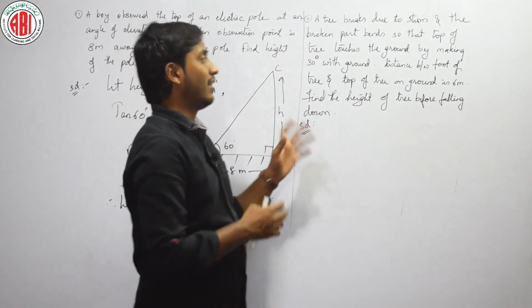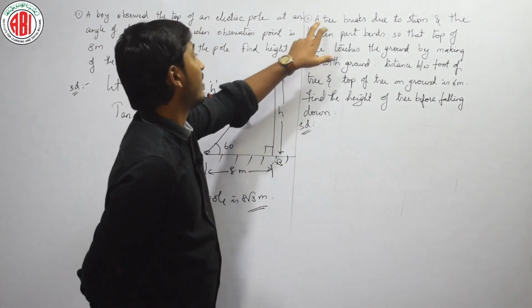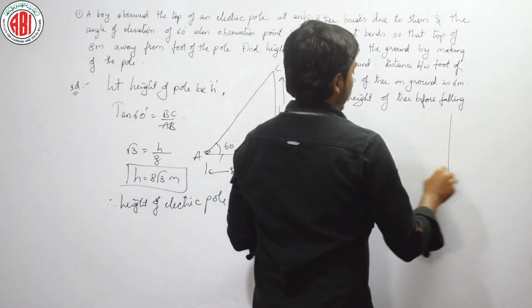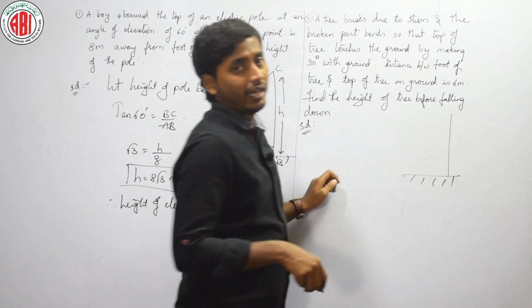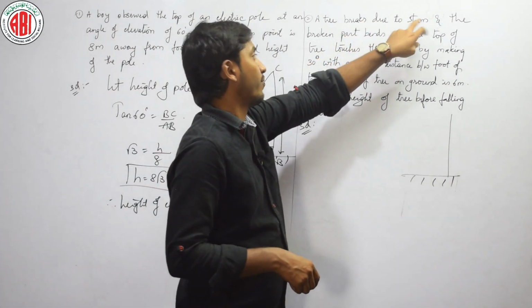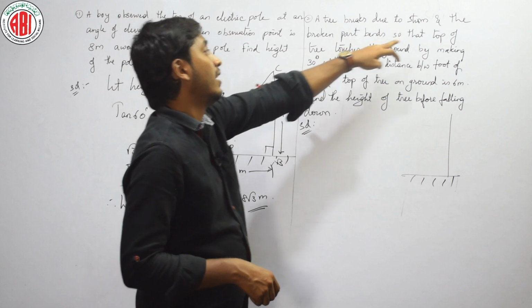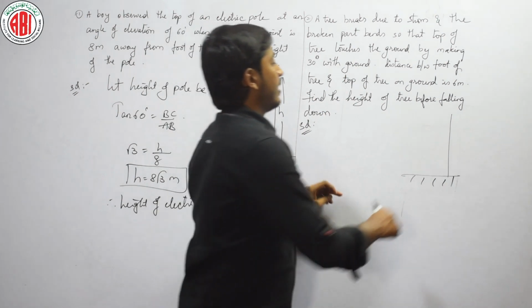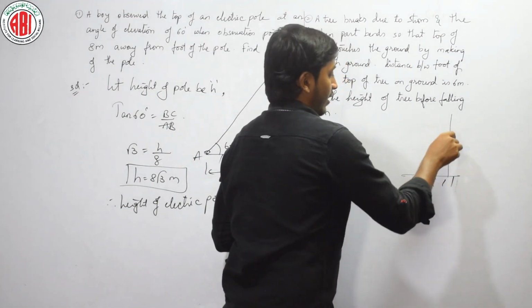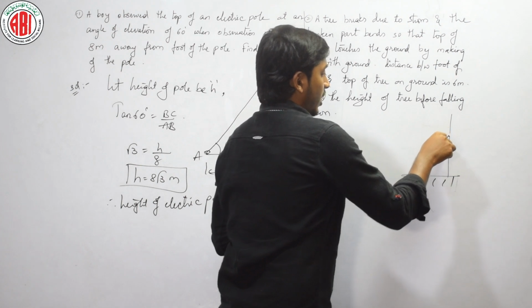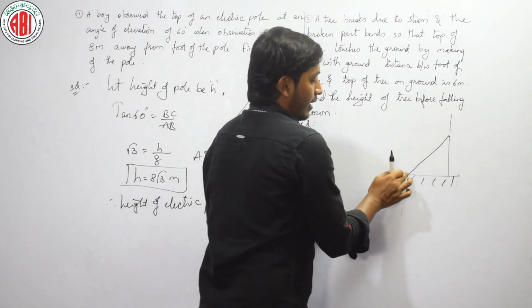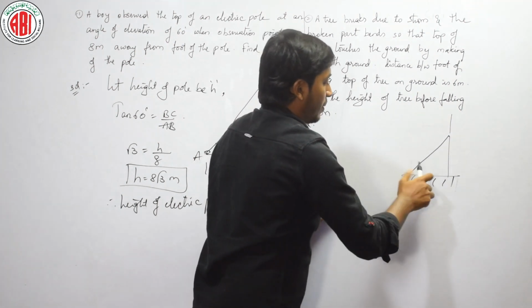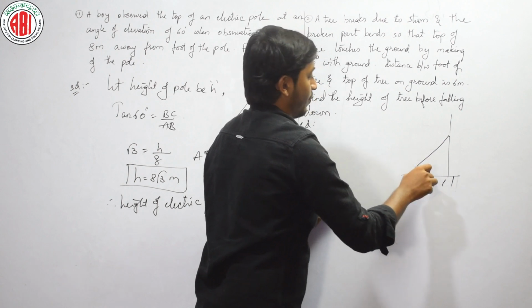Fine. Now see here, there is one more bigger question. Observe here, a tree breaks, there is some tree. Okay, let us draw. There is some tree, right. It got broken due to a storm, and the broken part bent so that the top of the tree touches the ground by making 30 degrees with the ground, right. See here, he is telling that it will break somewhere here, right. It broke and it fell down such that this top bends and falls down here, and this top makes 30 degrees with the ground.